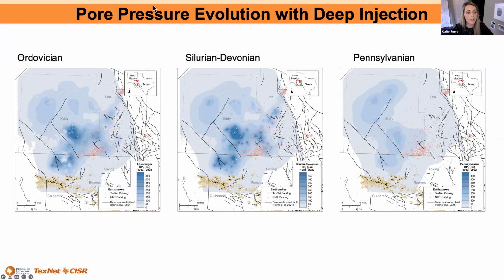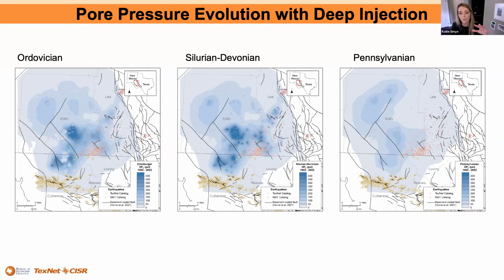And what we see there is, if we look at Ordovician, sitting just above basement on the left, Silurian and Devonian in the middle, and Pennsylvanian at the top of our model domain on the right, we see that we have a greater transmission of pressure downward, down section into older age units, than we do shallower into Pennsylvanian age units. And this is largely a function of the vertical permeability KV-KH ratios that are in our model.